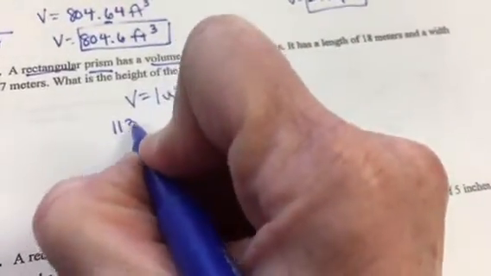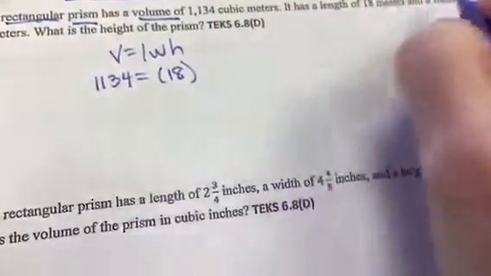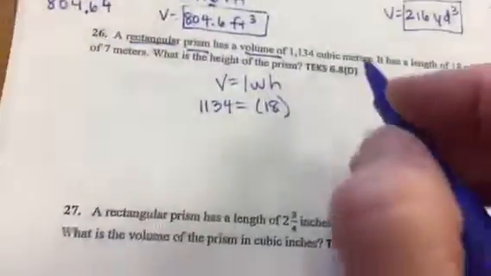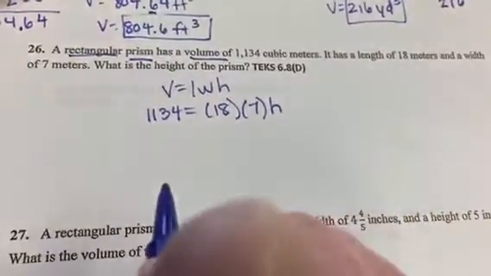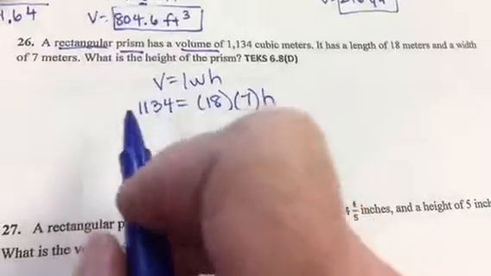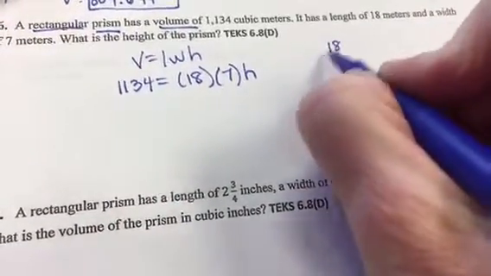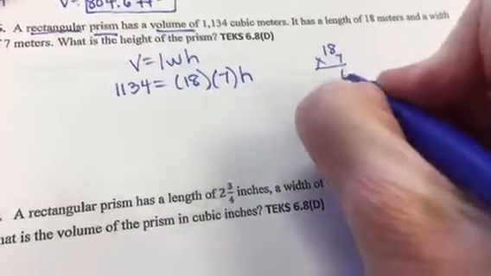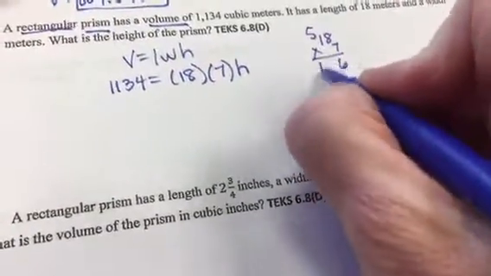It says the volume is 1,134, so that's going to replace V. The length is 18, so that's going to replace L. The width is 7, so that's going to replace W. And the height is what I'm looking for, so it's going to stay H. So on this side I can go ahead and multiply 18 times 7. I need to start with that. 7 times 8 is 56, carry 5. 7 times 1 is 7, plus 5 is 12.